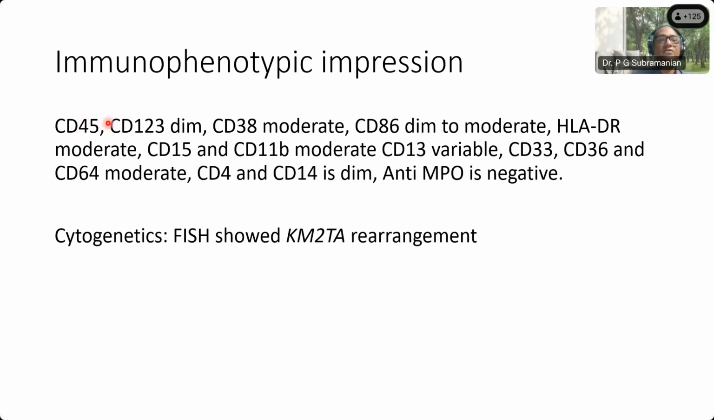It is like 45, 123 dim, 38 moderate, 86 dim to moderate, HLA-DR moderate, 15, 11B, 13 is variable, 33 and 36 and 64 are moderate, 11C is also moderate. So all of the features are that of acute monocytic leukemia. So this will go as an acute monocytic leukemia.